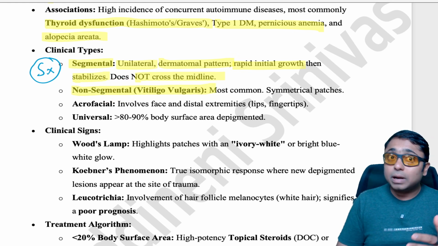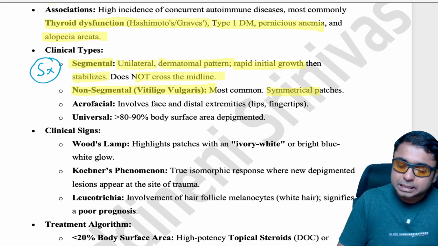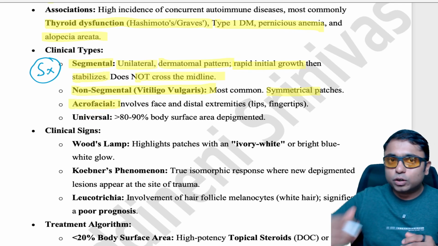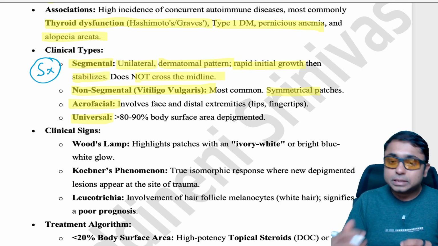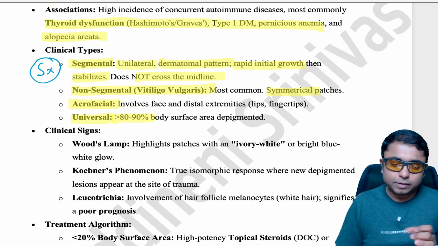Non-segmental, that is vitiligo vulgaris, which is the most common variety, is going to present as symmetrical patches over the body. Acrofacial, the involvement of the face and also the extremities will be there. Universal, if the vitiligo is affecting more than 90% of the body surface area.